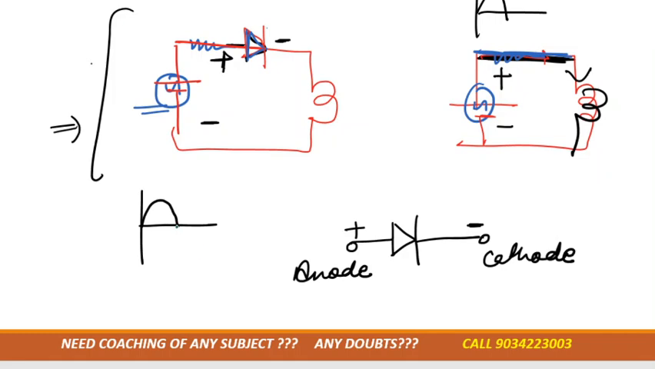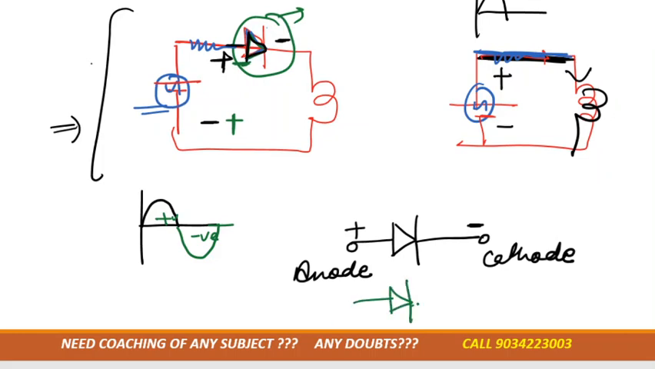Now what happened with the negative case? If we give the negative supply, after the positive, the negative supply will come, right? So here the supply will change. Here it will become negative and here it will become positive, correct? So in this case tell me what will happen. Will current flow through the diode or not?